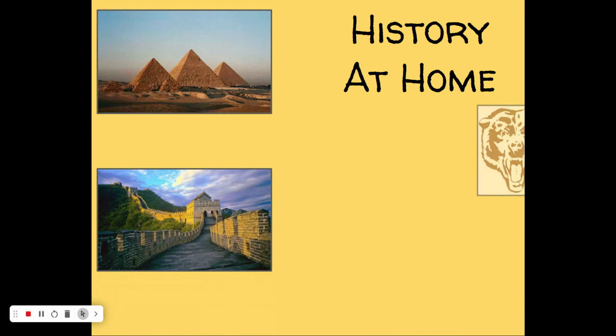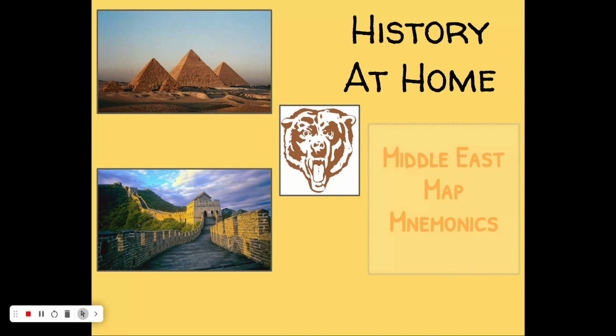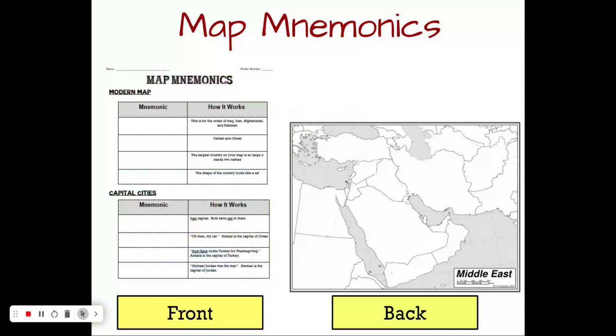In today's episode, you will learn about 8 map mnemonics that will help you on our upcoming Middle East map quiz. So your handout has two sides. There's a front side and a back side. On the front side, you'll record the map mnemonic that will help you when you go to take this assessment. And on the back side, where you see the modern day Middle East laid out, is where you're going to diagram the information that you see in this presentation.